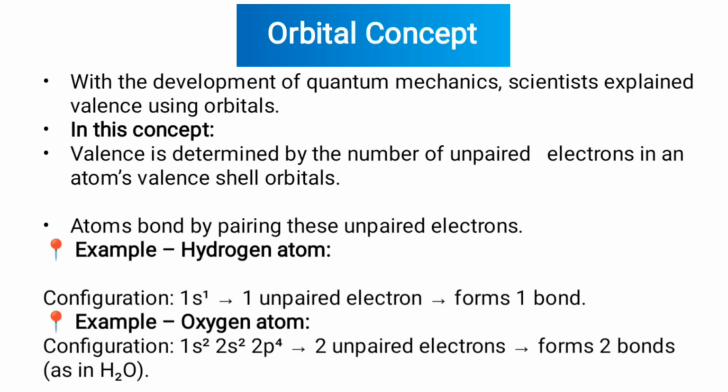Example, a hydrogen atom, electronic configuration 1s1, has 1 unpaired electron and forms 1 bond. Example, an oxygen atom, electronic configuration 1s2 2s2 2p4, has 2 unpaired electrons, so oxygen forms 2 bonds as in H2O.